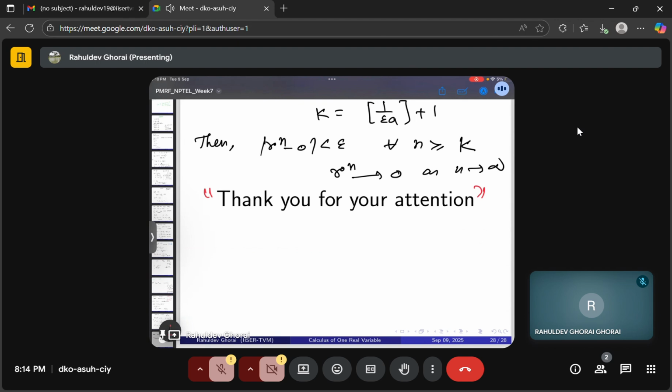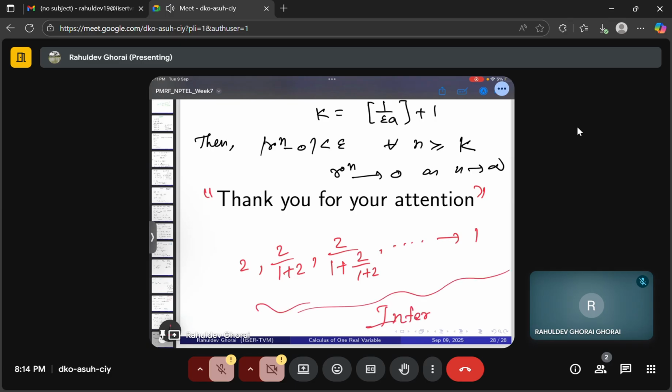So we can prove these two sequences. The first number is 2, and then 1 plus 2 over 1 plus 2 over 1 plus 2, just keep on going, and they converge to 1. It's interesting. Try to think about it at home.